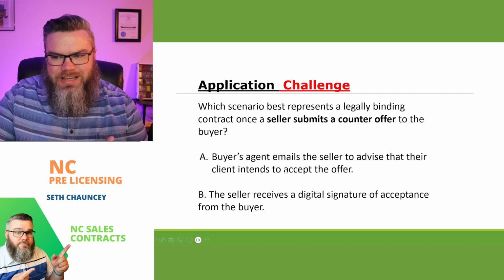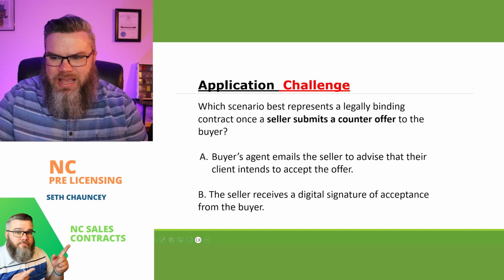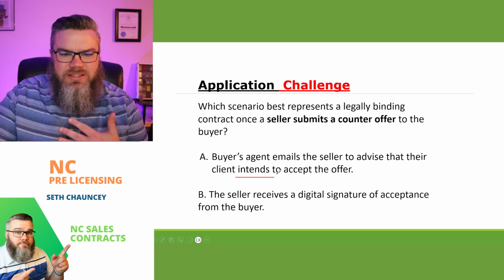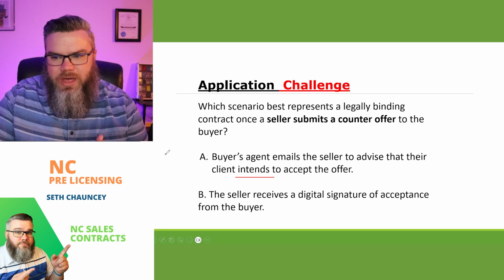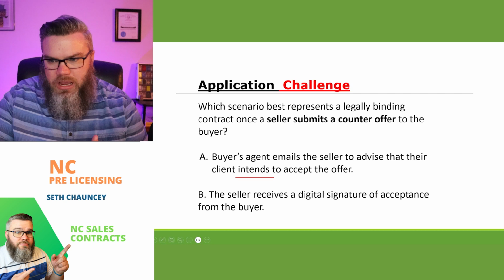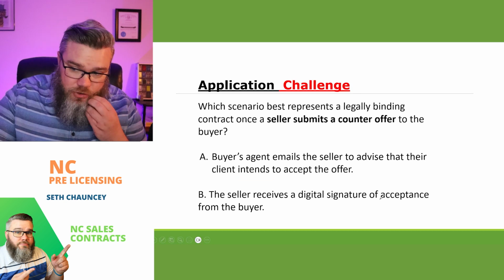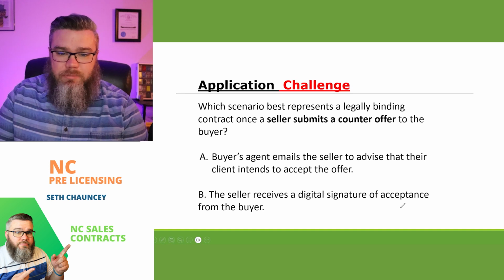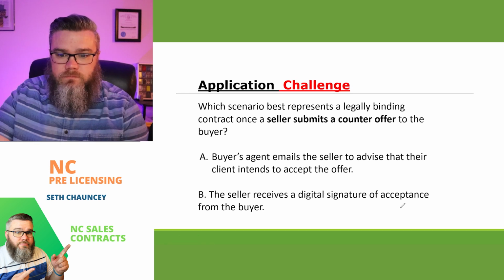Well, Option A says buyer's agent emails the seller to advise them that their client intends. That's not the same thing as signing and communicating acceptance, okay? Intends is not a contract. So that is not A. The seller receives a digital signature of acceptance from the buyer. Are they aware that the buyers accepted their counteroffer at that point?